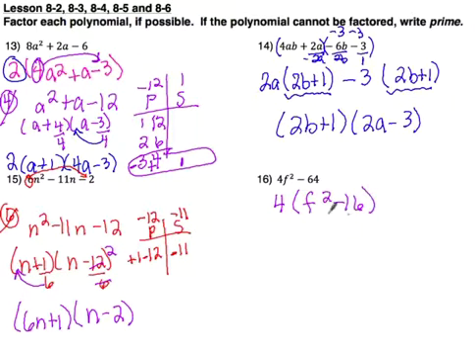Okay, I still have a perfect square, not a perfect square trinomial. I still have a difference of squares. So if I see a difference of squares, I'm breaking it down. This is a perfect square, this is a perfect square, and it's a difference. So I've got a subtraction sign here.